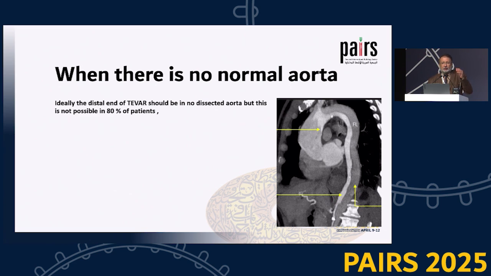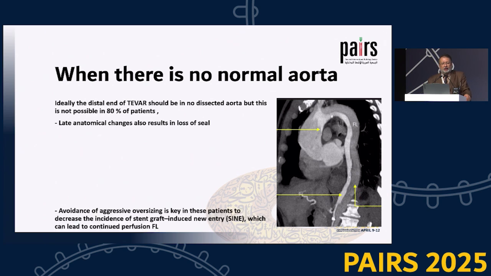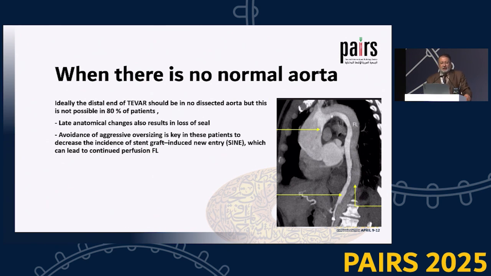You always like to have normal aorta distal. We've always been trained in vascular surgery from normal to normal. In aortic dissection, you can't do that. Sometimes the patient does not offer you distal normal aorta. You have dissection until the iliac. So no normal aorta is available, and try to avoid aggressive overdilatation, obviously with aortic dissection, to avoid SINE.